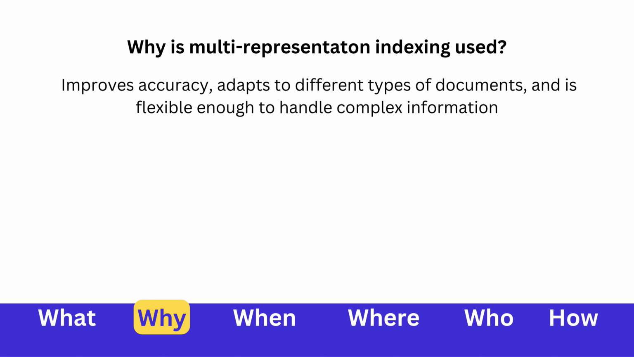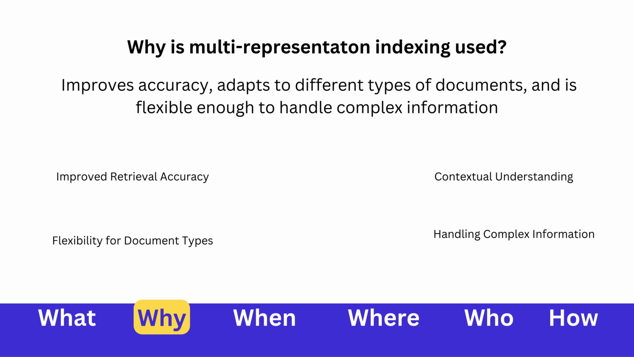The primary motivation for employing multi-representation indexing includes improved retrieval accuracy. By capturing different aspects of document content, this method leads to more relevant results for diverse queries. Contextual understanding: it enhances the system's comprehension of the context in which terms are used, allowing for better handling of nuanced queries. Flexibility for document types: it adapts to different document formats, accommodating varying user needs. Handling complex information: particularly useful for documents with intricate data such as scientific papers or code.